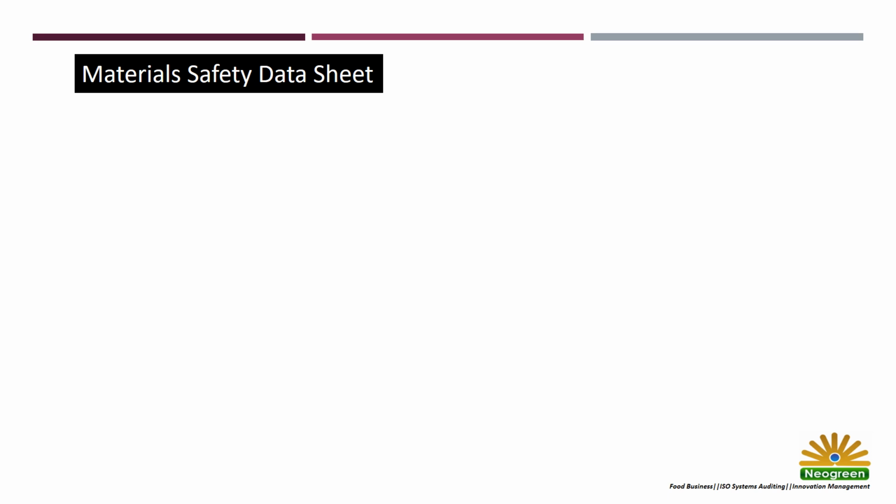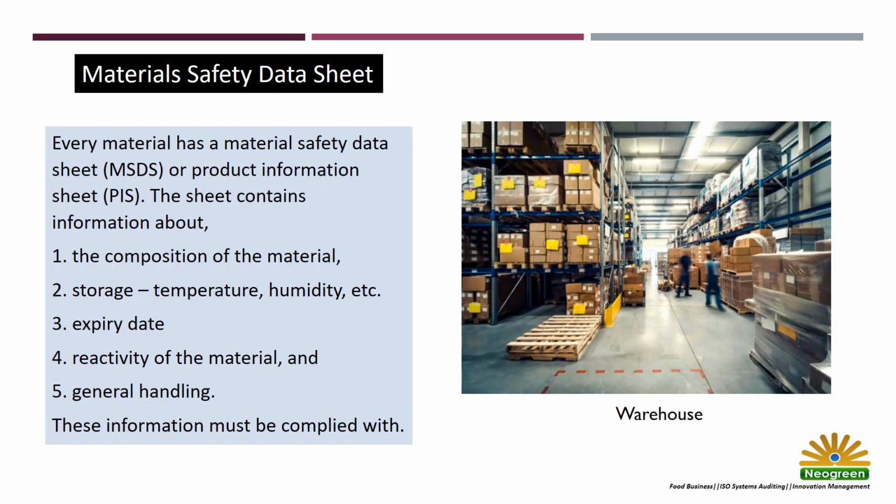Material safety data sheet. Every material has a material safety data sheet, MSDS, or product information sheet, PIS. The sheet contains information about 1. The composition of the material, 2. Storage, temperature, humidity, etc. 3. Expiry date, 4. Reactivity of the material, and 5. General handling. This information must be complied with.